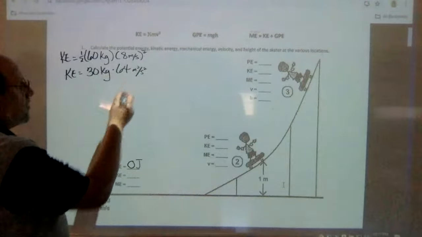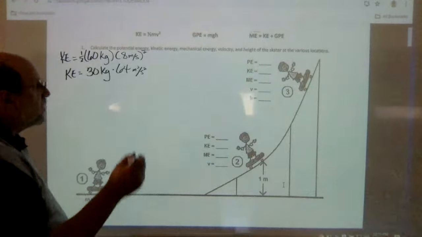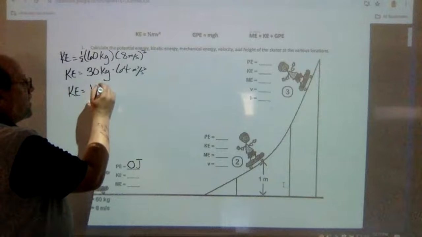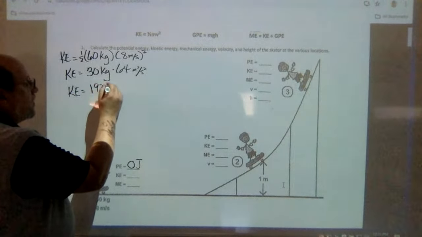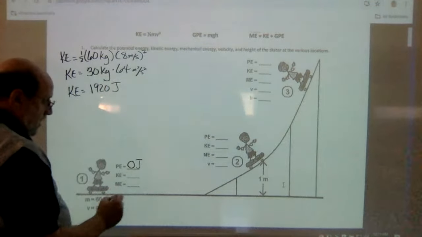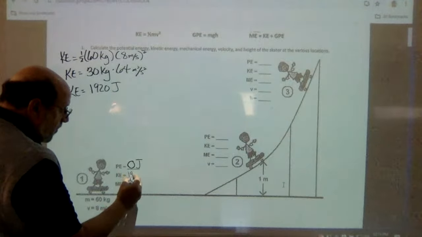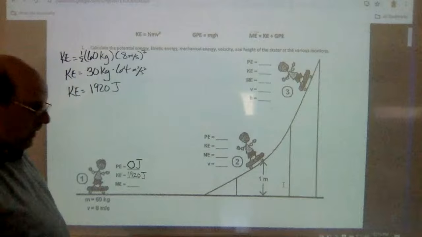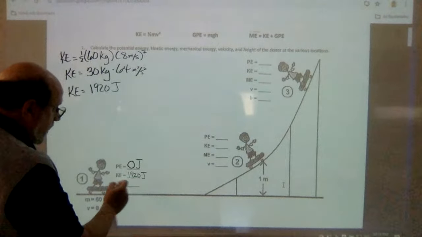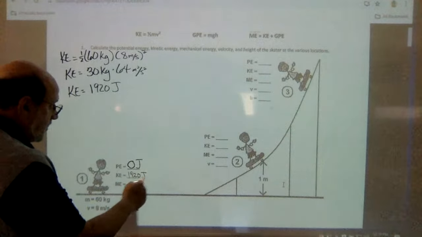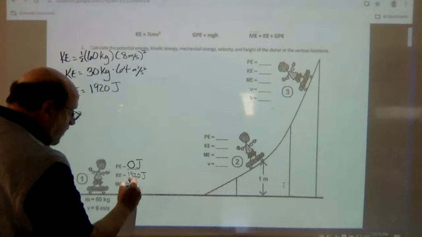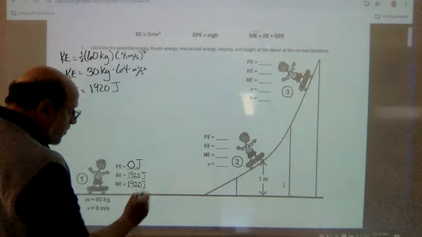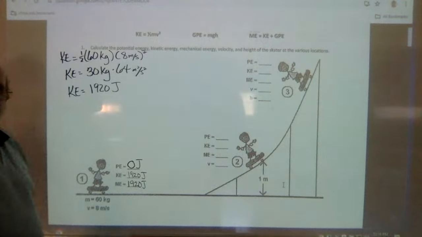And then 30 times 64, we've done this in class, so I do remember that kinetic energy in this system happens to be 1,920 joules. And so for kinetic energy, we'll write 1920 joules. Okay, so the next piece is, let's add 0 plus 1920, and that gives me my mechanical energy. And we'll just copy that 1920.